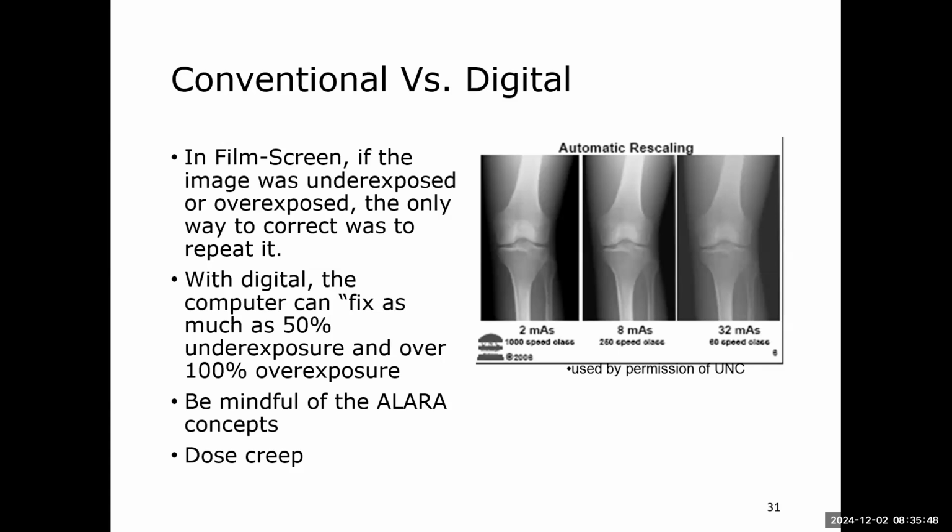So with digital, you can see that if this image right here was done at 2 mAs, and this one was done at 8 mAs, and this one was done at 32 mAs, do you notice a big difference in the brightness level of those 3 images? No, they all pretty much look the same, don't they? Now, as we get to that 32 mAs, what's starting to happen to contrast?